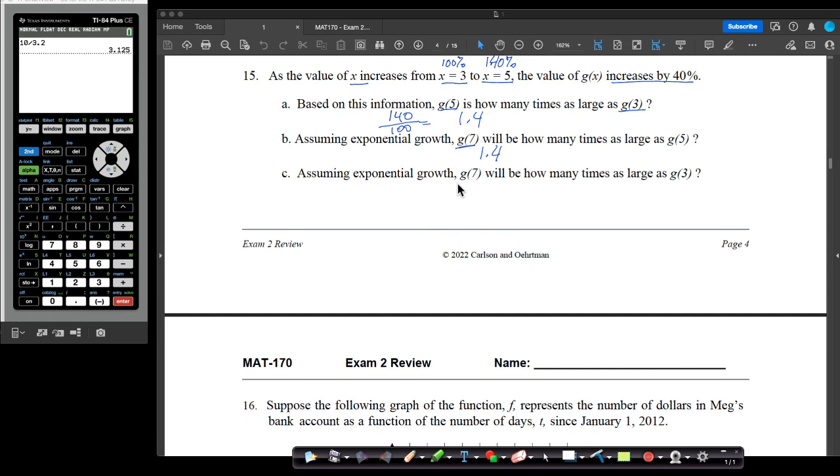Assuming exponential growth, g of 7 will be how many times as large as g of 3? Well, that's thinking of this, right? We went 1.4 and then we went another 1.4. It's going to be 1.4 squared, because that's 4 steps. So what is that? 1.4 times 1.4, or I'd like a quick way, just square it. 1.96. So 1.96 as large.